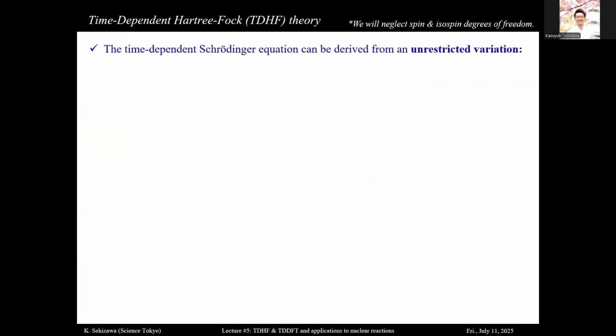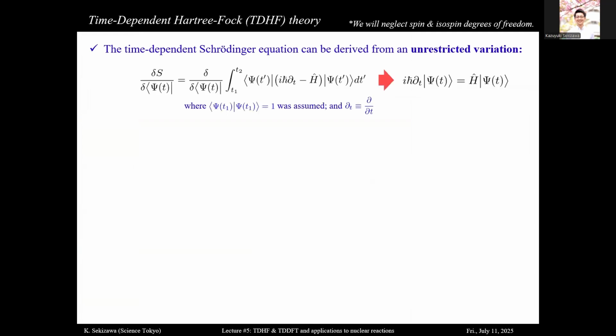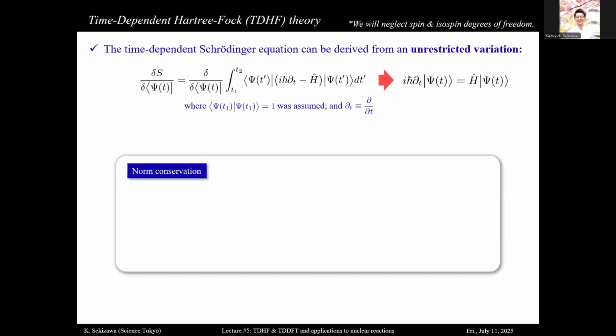The TDHF theory can again be derived from the variational principle. S is the action, and the action is written in this form: the time integration of i h-bar time derivative minus the Hamiltonian H. If we do not impose any restrictions and perform the variation for the bra state, you can easily get the time-dependent many-body Schrödinger equation.